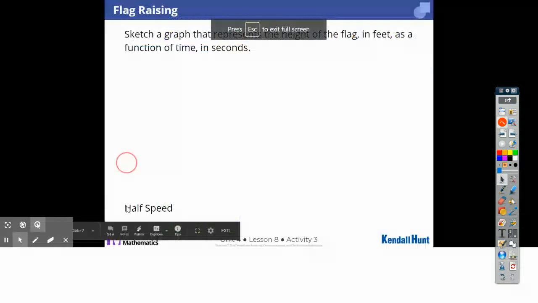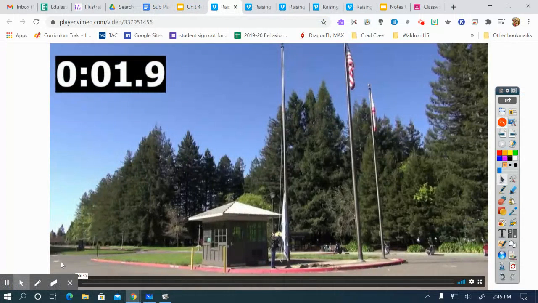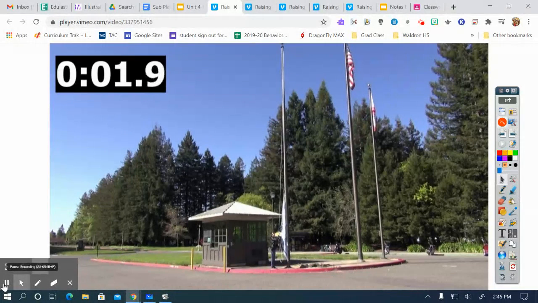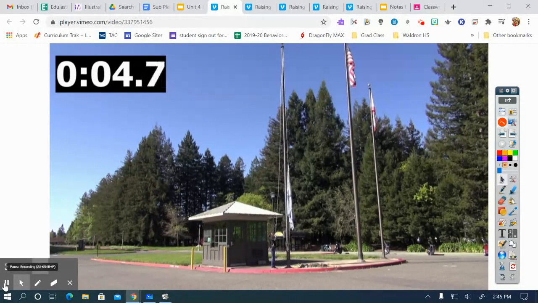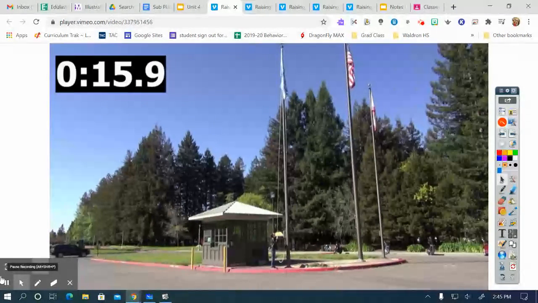Okay, now I'm going to play the video at half speed. Make sure you pay attention to where it's stopping and going back up and how long those pauses are, and the time it reaches the top and comes back down.